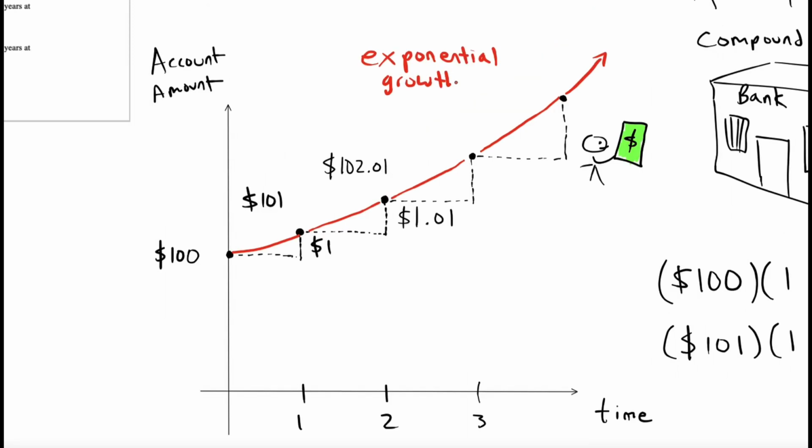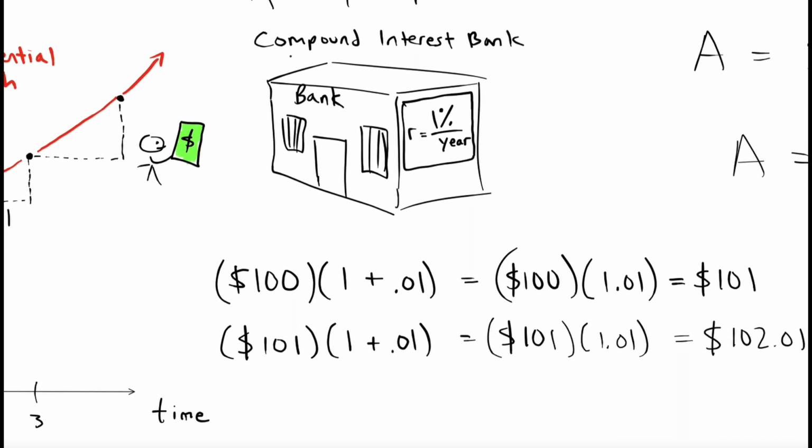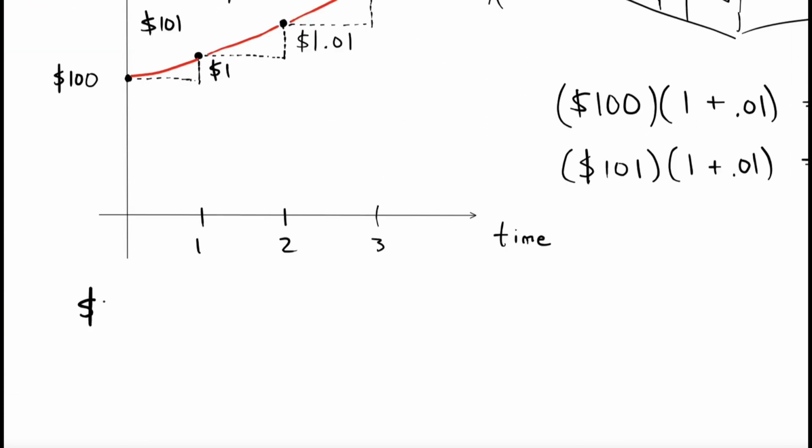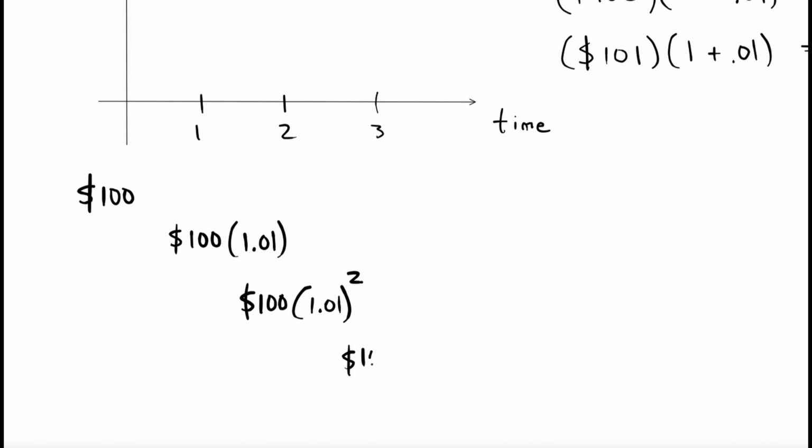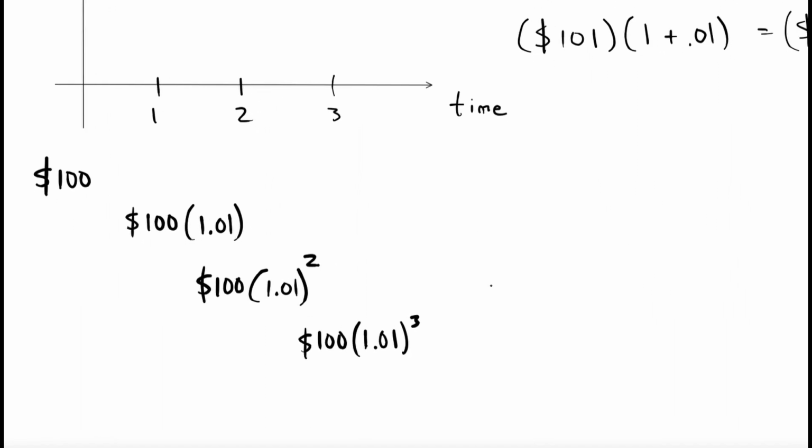Alright, so there is a formula for these types of accounts. It's based on this idea here. At the start of the clock, you don't earn anything yet because no time has passed. Then you take the 100 and you multiply by 1.01. Then you could be said to take the 100 and multiply by 1.01 squared. And then you could be multiplying by 1.01 to the third. That's basically the formula.